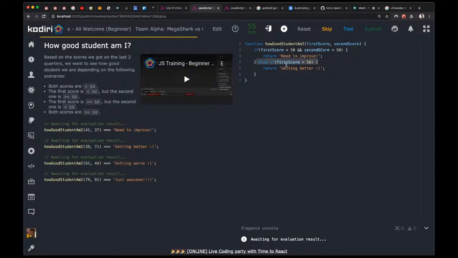Because if it was below 50, then the code will stop here. Yeah? So else if means at least one of these conditions is not true. So if the first condition is true, that means that the second one will be false. So the second score will be at least 50, in which case we are going to display getting better. And now, can anyone tell me what's the next condition I'm going to write here?